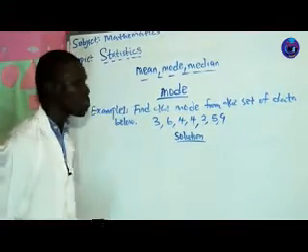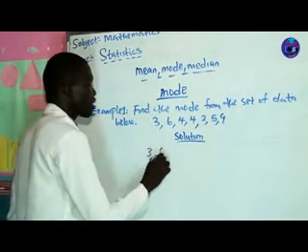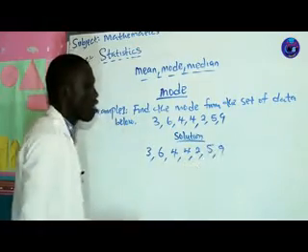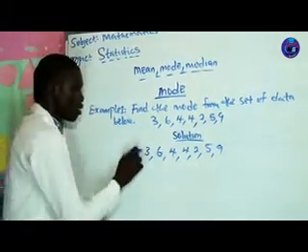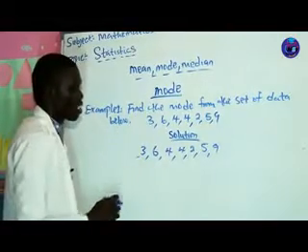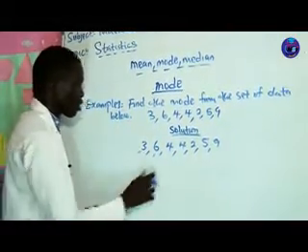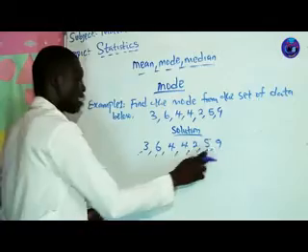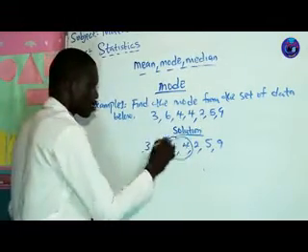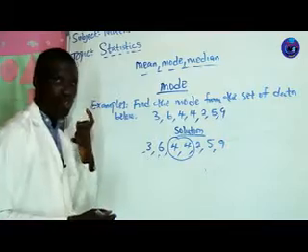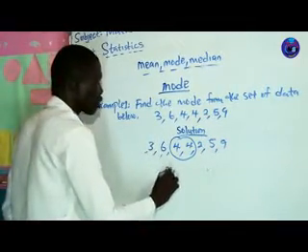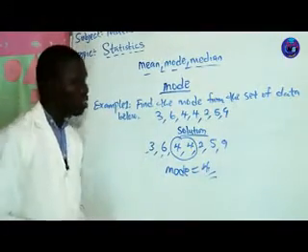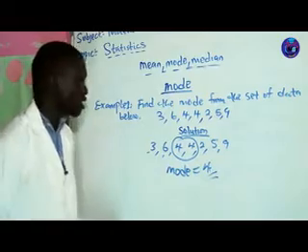What are we going to do? We have 3, 6, 4, 4, 2, 5, 9. If you look at this, 3 appears once, 6 appears once, 2 just once, 5 just once, and 9 just once. Look at 4, it appears 2 times. So mode equals what? 4. Just simple. Okay, you can even set a question by yourself and you will understand what I mean.